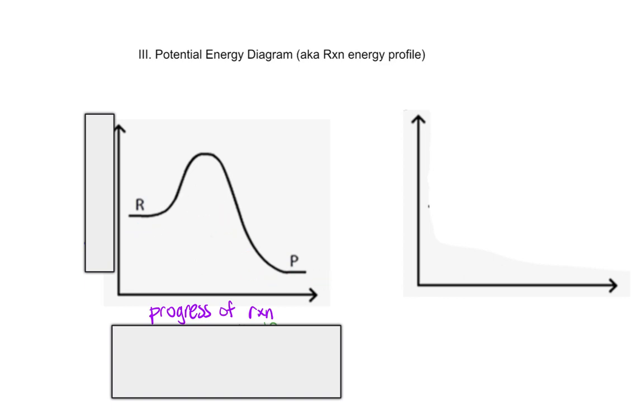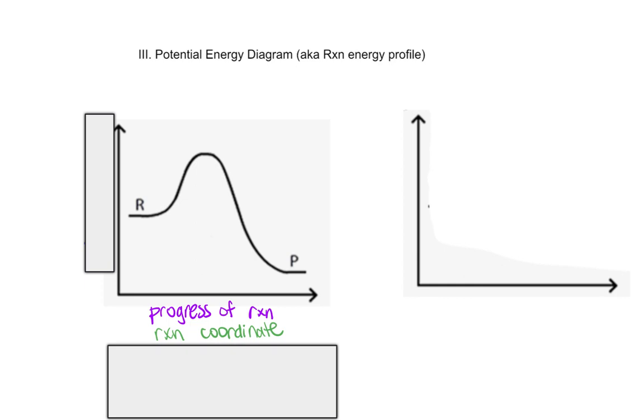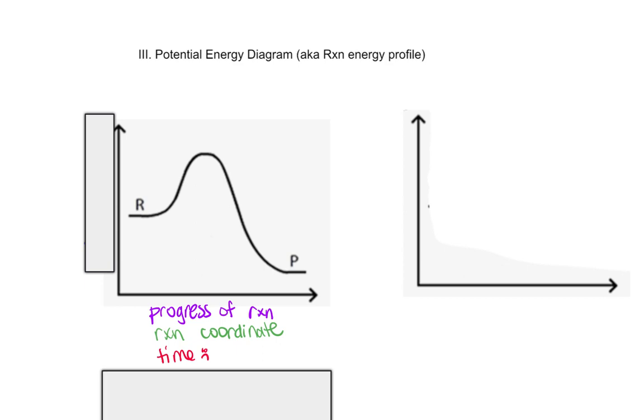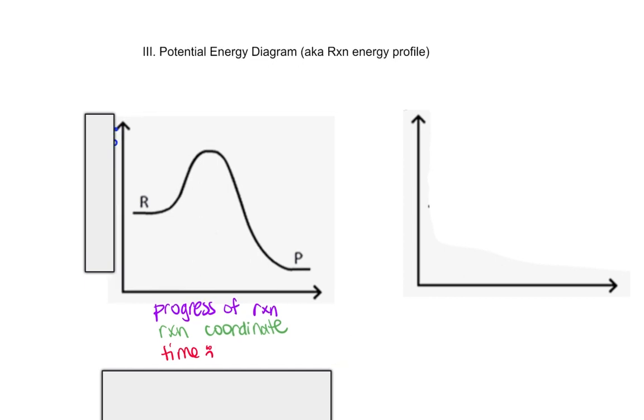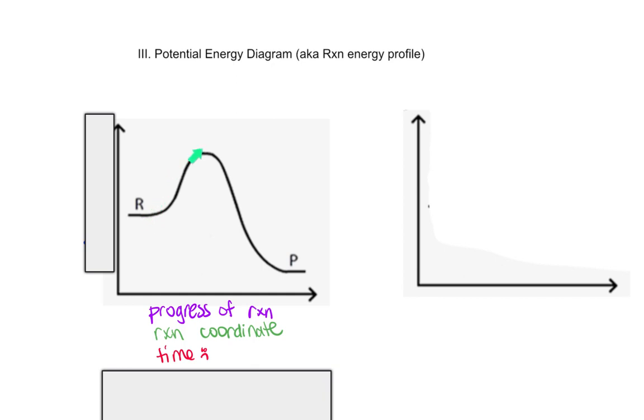For the x-axis, you can also have reaction coordinate. It means the same thing as progress of reaction. And then third, you might sometimes see this, but this is not my favorite, hence the frowny face, time. That's just a bit too quantitative for what this is showing. This is just saying you start with reactants, what happens potential energy-wise as you get them to products.